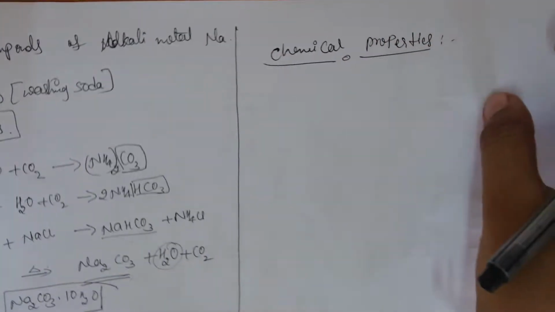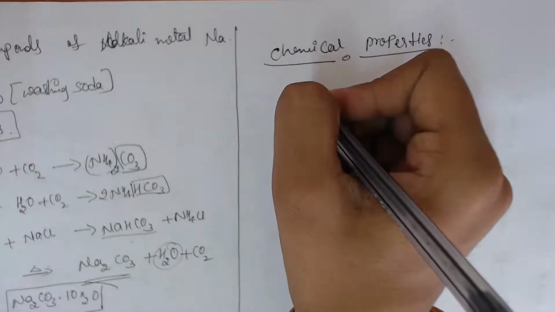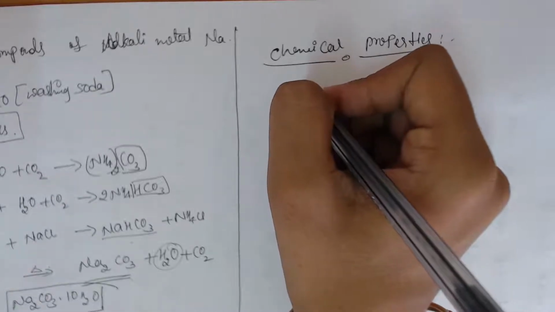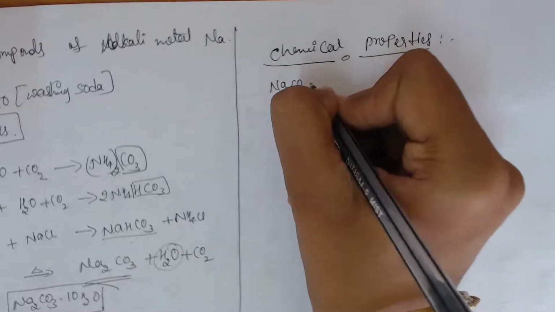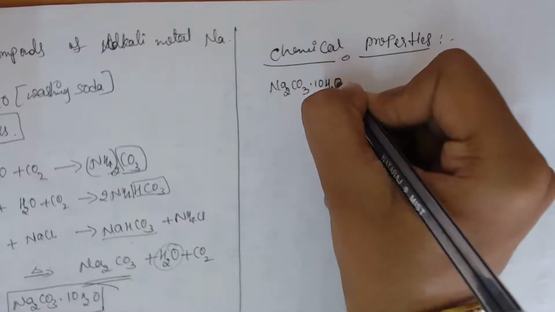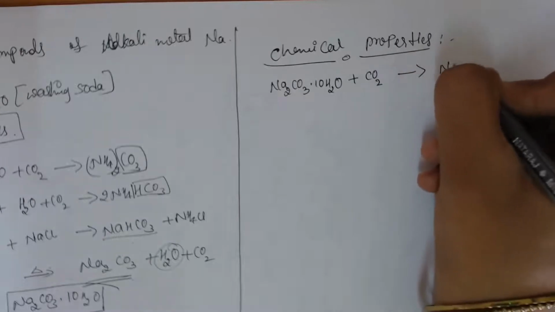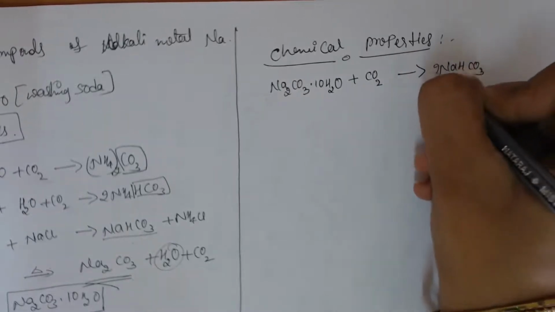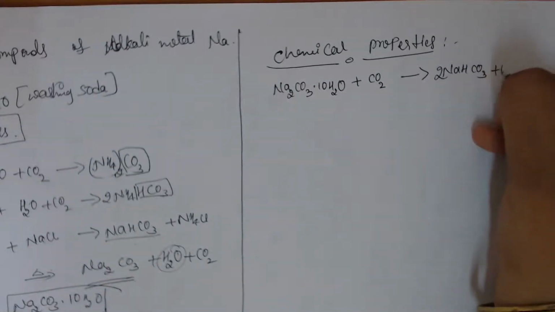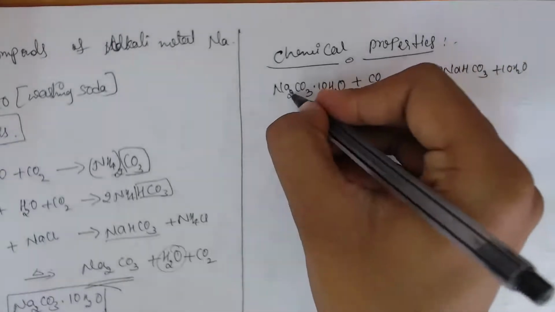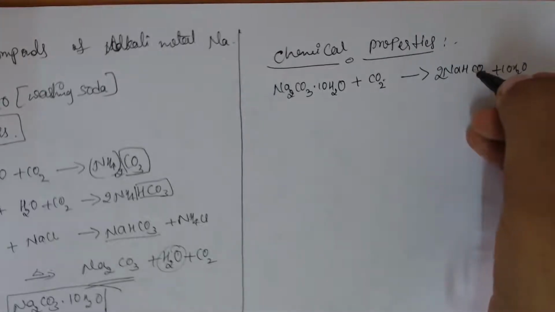Properties. So in this, students, sodium carbonate, that is Na2CO3·10H2O. If it reacts with CO2, it will form what? NaHCO3, that is 2NaHCO3 plus H2O plus 10H2O. Okay, when the sodium carbonate reacts with carbon dioxide, it forms sodium bicarbonate.